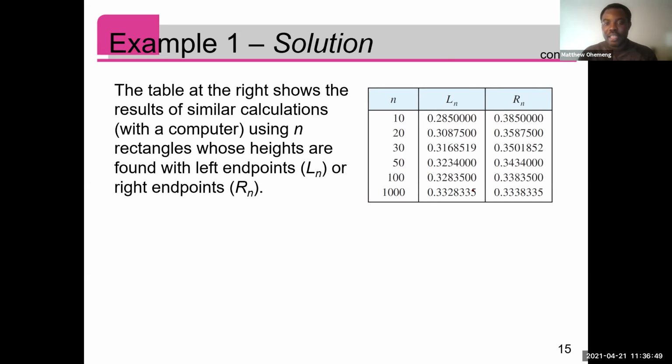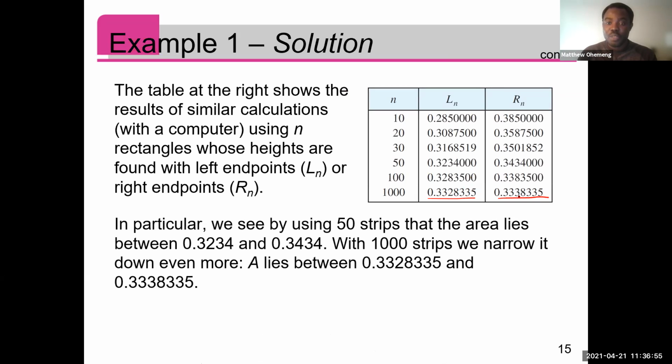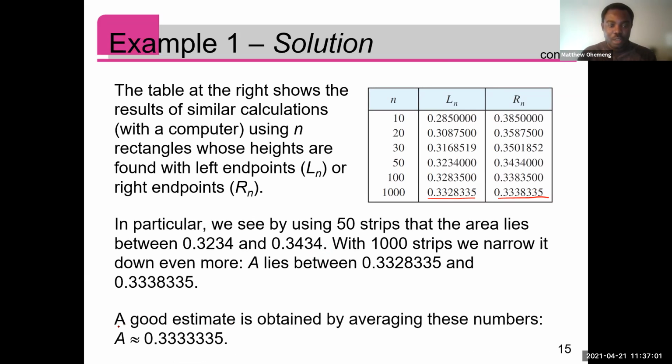But before we get there, we can even use these two values to get an approximation of the area. What do we do? We just add them up and divide by 2, like find their mean, right? So if you want, you can just do a good estimate by averaging these numbers. But if you want the true area, then we have to take n approaching infinity, right?